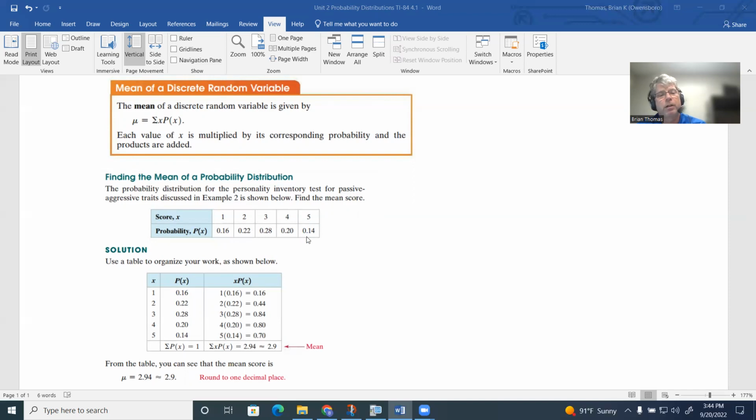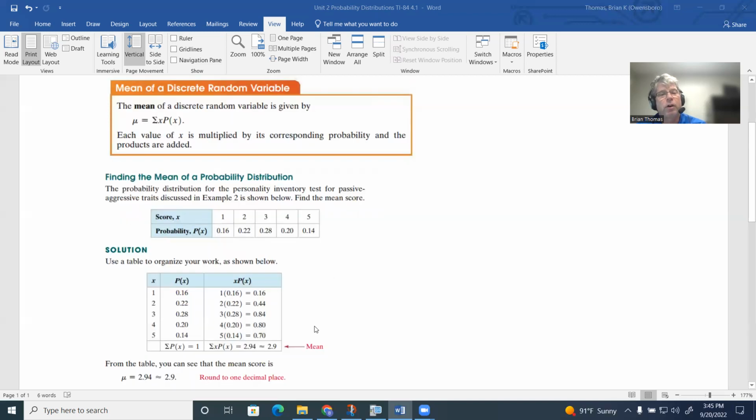If I pick on the mean, the mean is kind of the middle value. Notice that most people pick this 3, but it also leans a little more to the left than to the right. So I would say the mean is probably a shade left of this 3. As they did this math here, they come up with this 2.94. Since we're talking about scores of 1, 2, 3, 4, and 5, we want to round it to one decimal place. So that becomes 2.9.